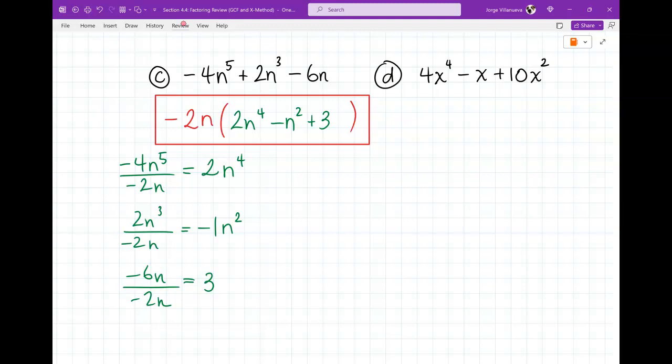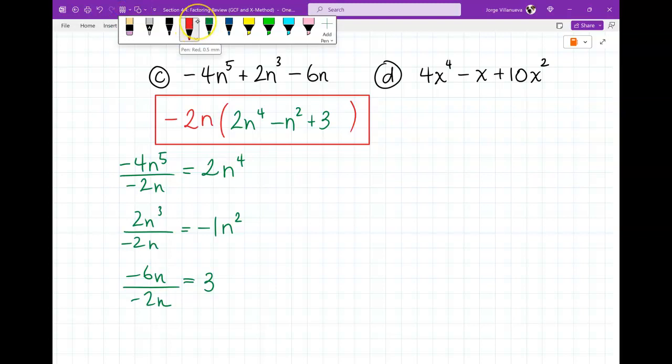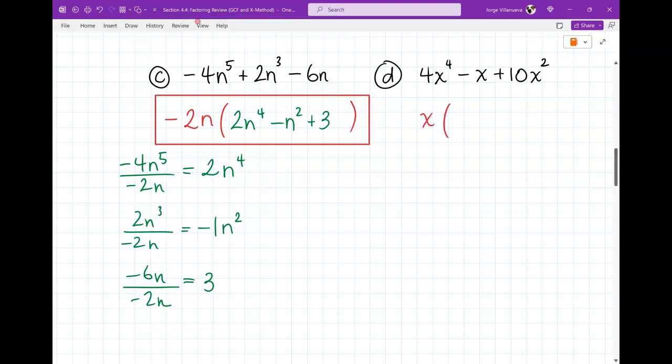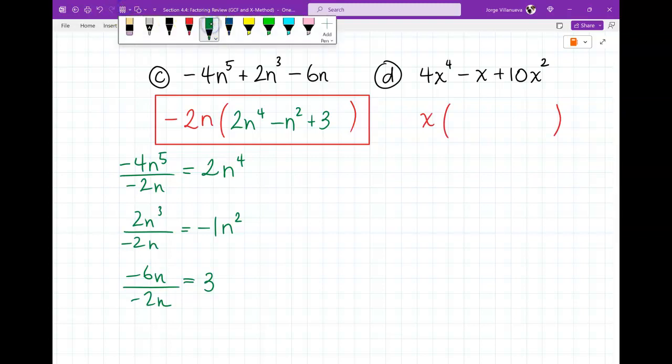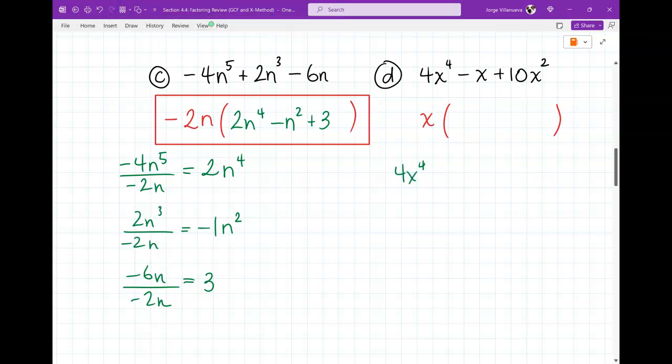So, part D, 4x to the 4th minus x plus 10x squared. So, do they have a number that they have in common? Not really, right? They have a 1, but the 1 we don't ever factor out. That's useless. So they don't have any numbers in common. Do they have letters in common? Yeah, how many? One of them, x to the 1st, right? So, all right, I'm factoring by x. So again, if we do this the old-fashioned way, if you want to do it a little bit more manually, you're going to get your first term and divide it by x, your second term and divide it by x, and your third term and divide that by x.